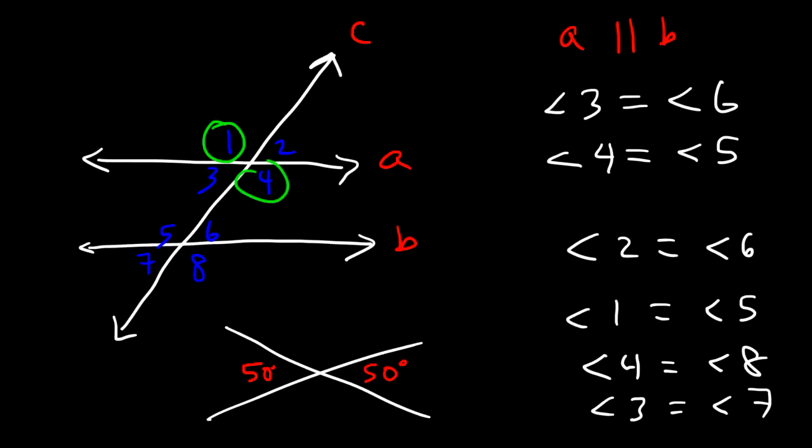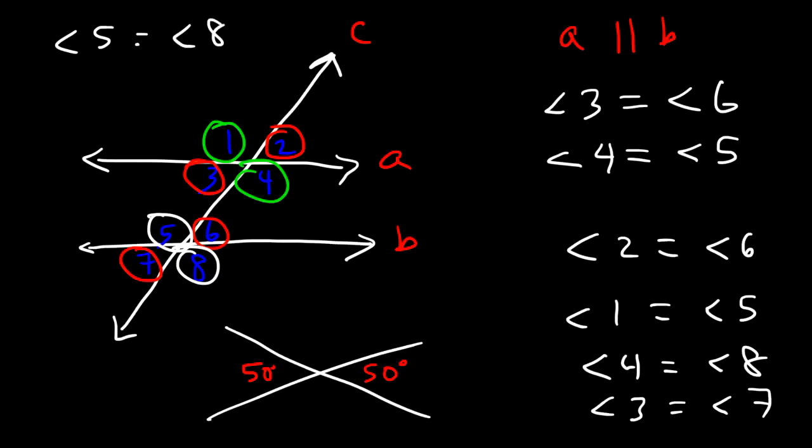1 and 4 are vertical angles, so 1 and 4 are congruent. 2 and 3 are vertical angles. 7 and 6 are vertical angles, so they equal each other. And 5 and 8 are congruent to each other. So those are vertical angles. Anytime you have a transversal, or a third line that intersects two parallel lines, you're going to have a lot of congruent angles. So just make sure you're familiar with those terms.